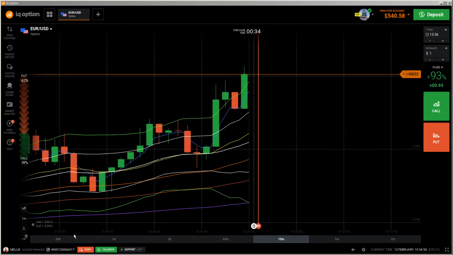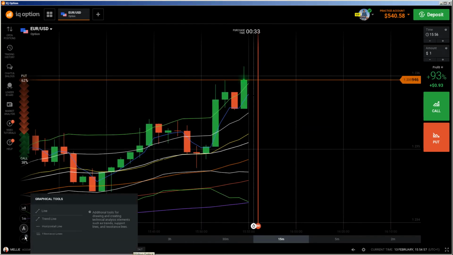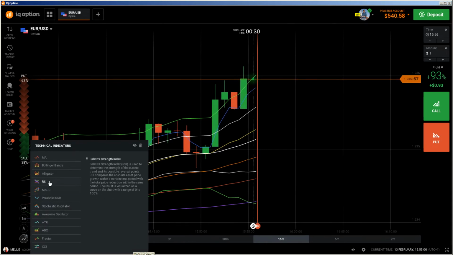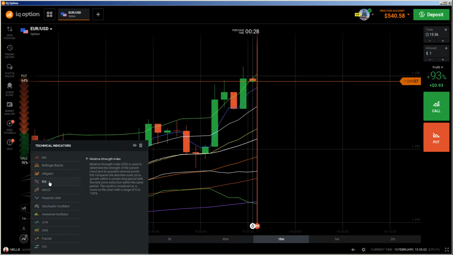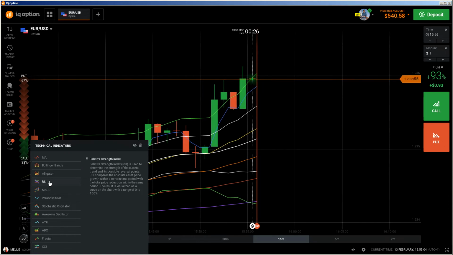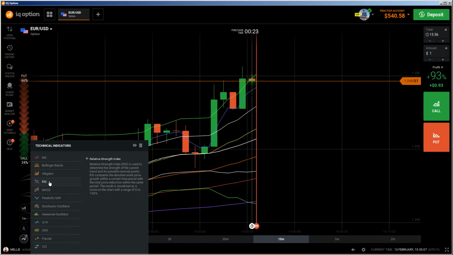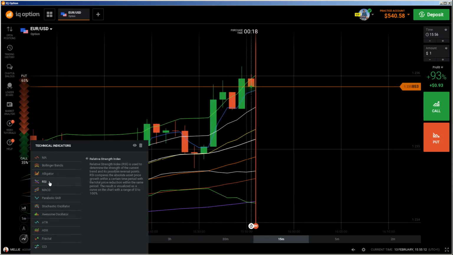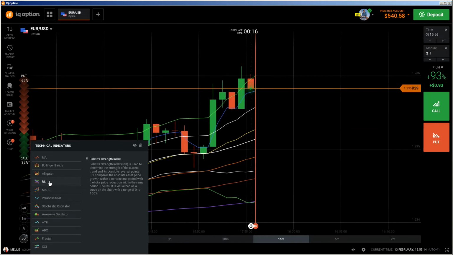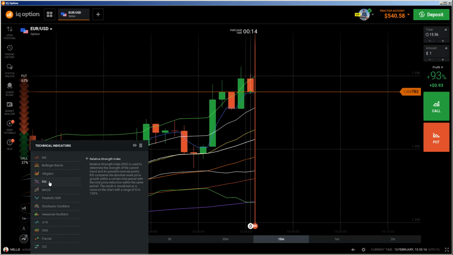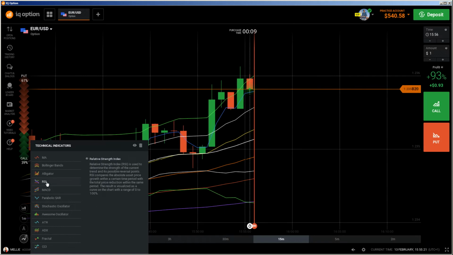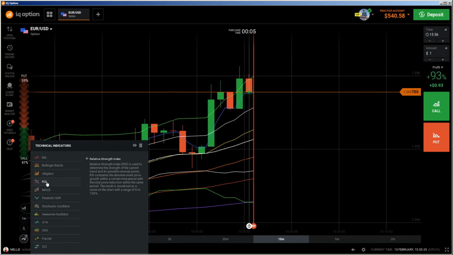So let me see what is going on here. Let me see the RSI indicator. Where is it here? Relative Strength Index is used to determine the strength of the current trend and its possible reversal points. RSI compares the absolute asset price growth within a certain time period with the total price reduction within the same period. The result is visualized as a curve on the chart with a range of 0 to 100%.